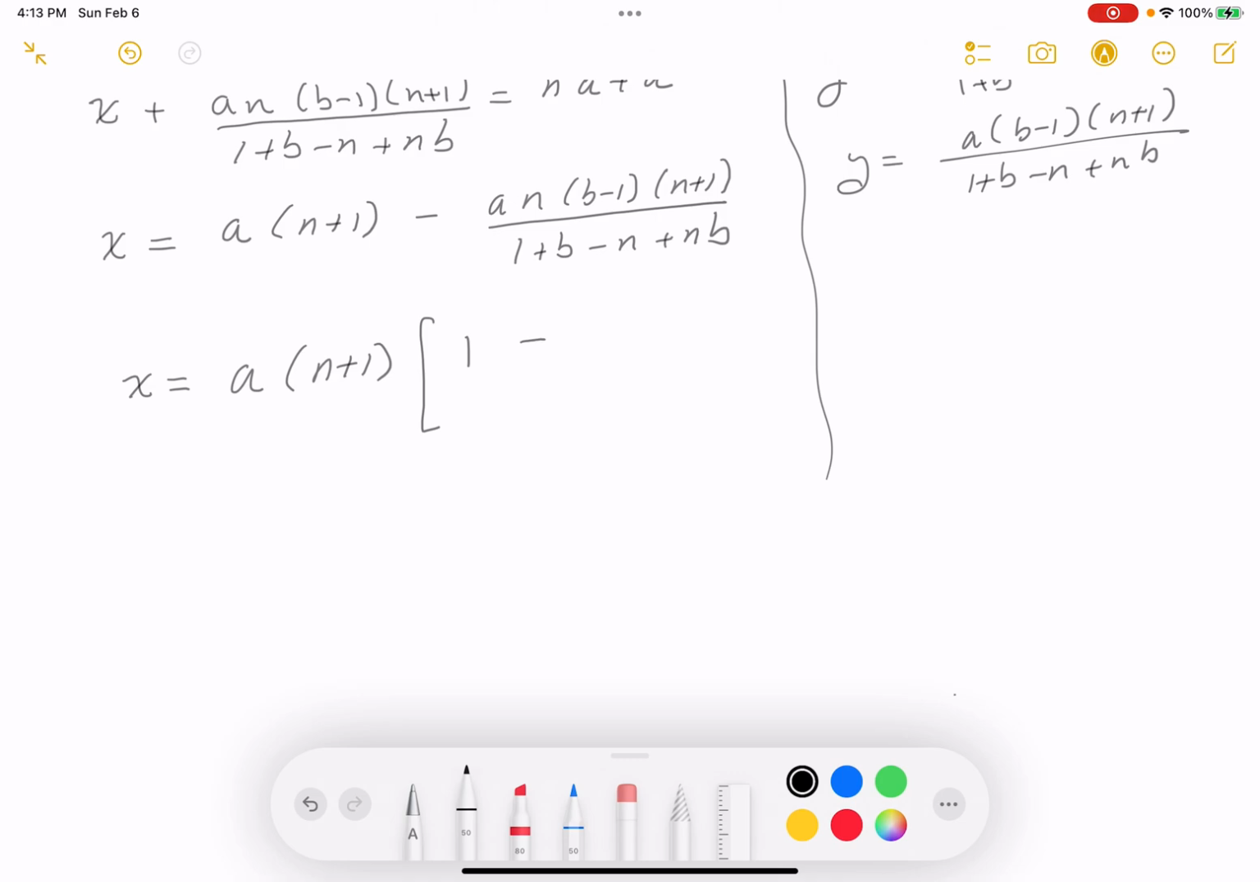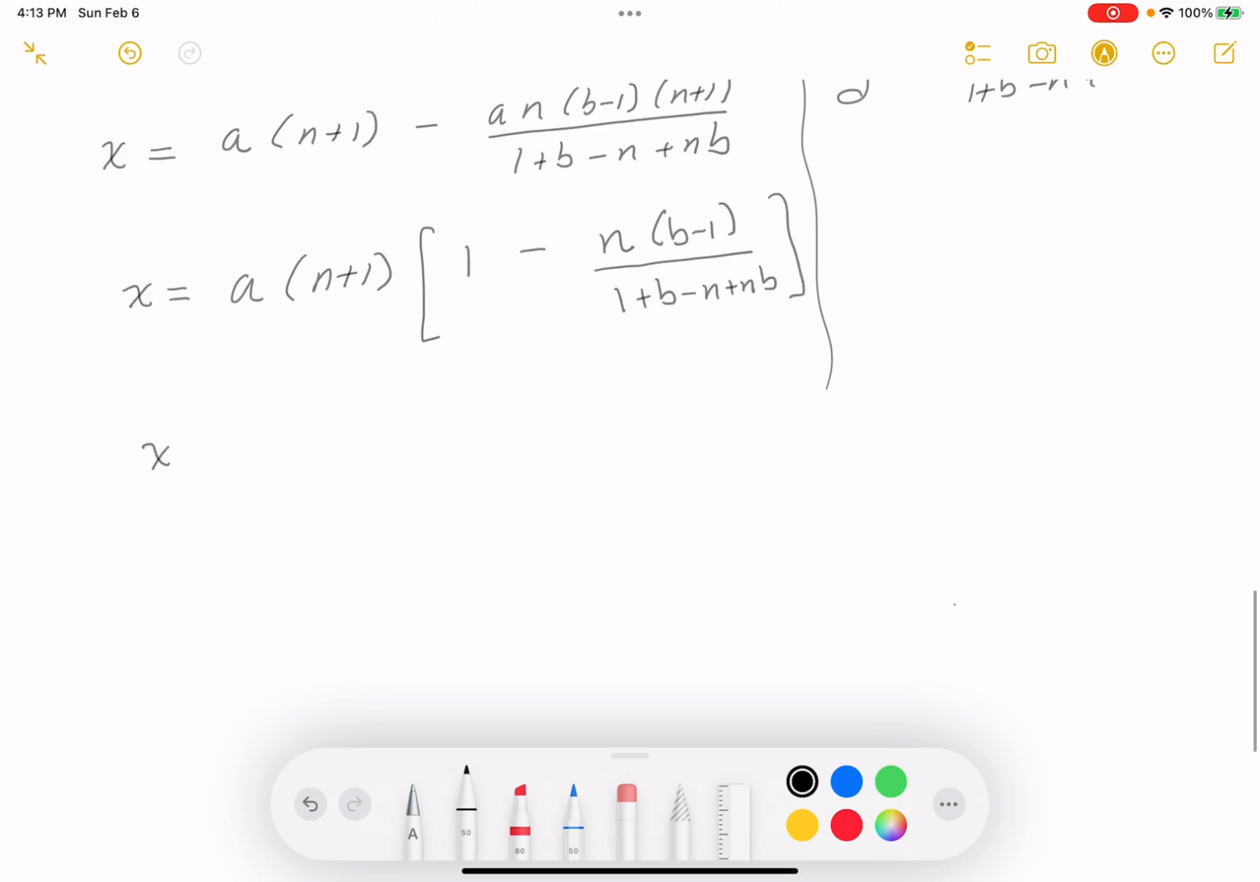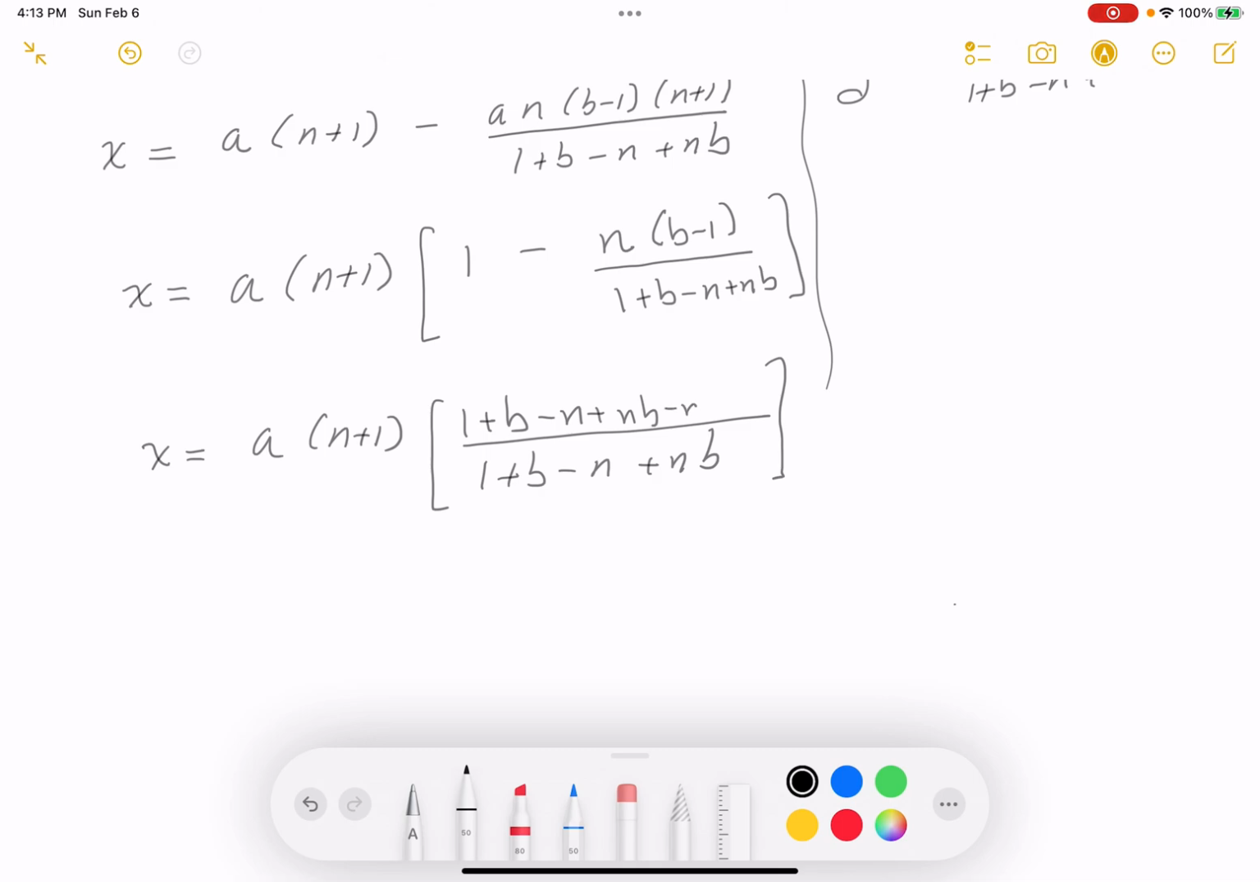1 minus n, b minus 1, over 1 plus b minus n plus nb. Let's keep going. Let's hope for the best. A, n plus 1. The denominator is 1 plus b minus n plus nb. This is going to be 1 plus b minus n plus nb minus nb. Oh, I see. I know where I made my error when I multiplied it. So it's going to be plus n.